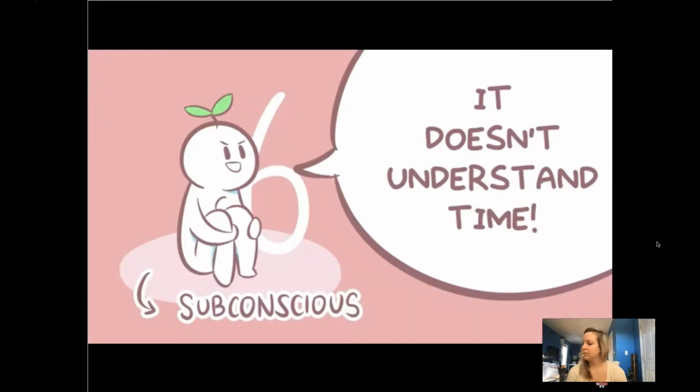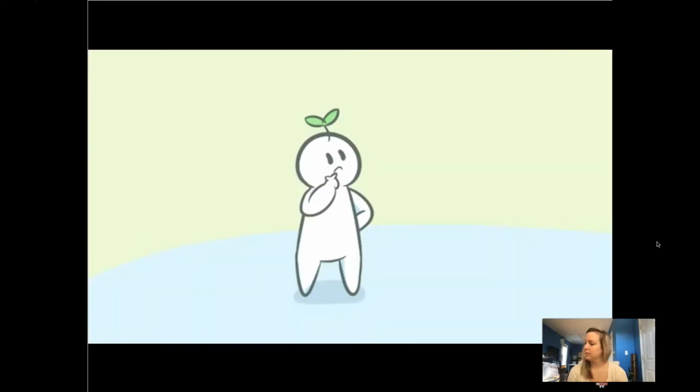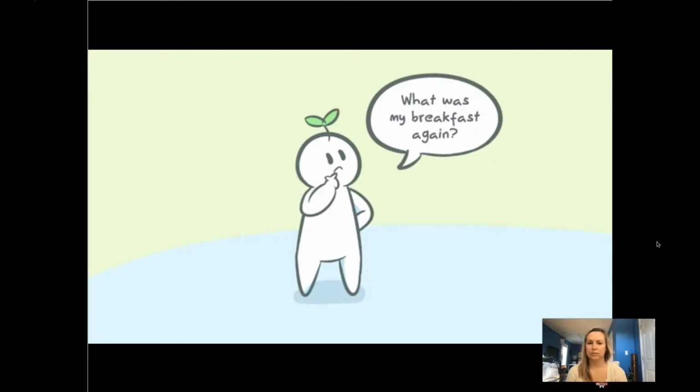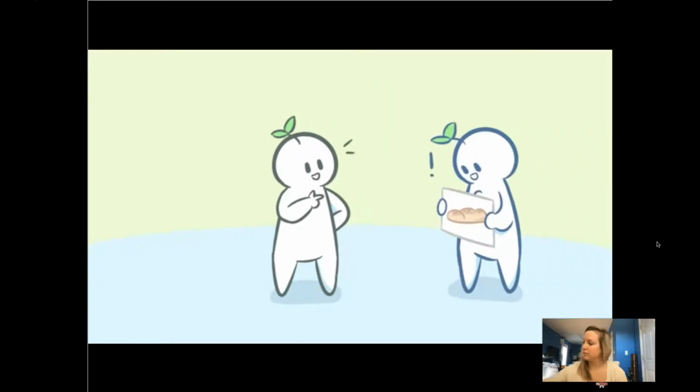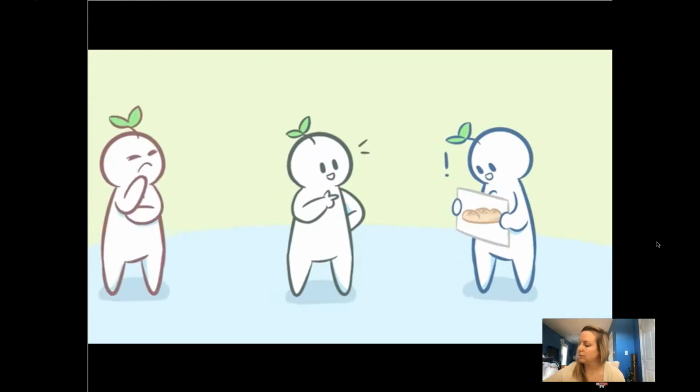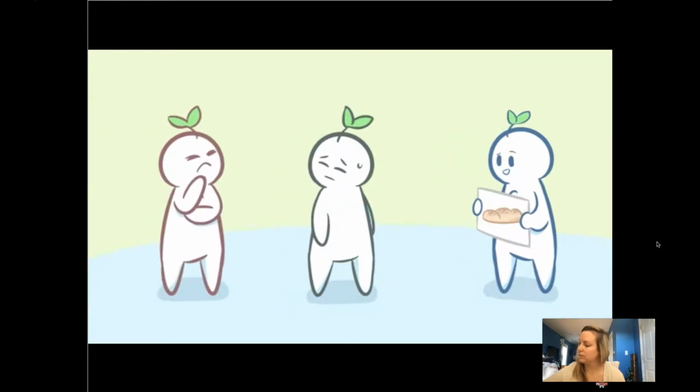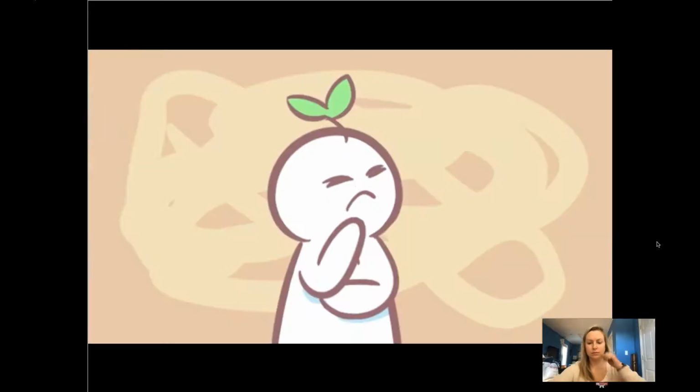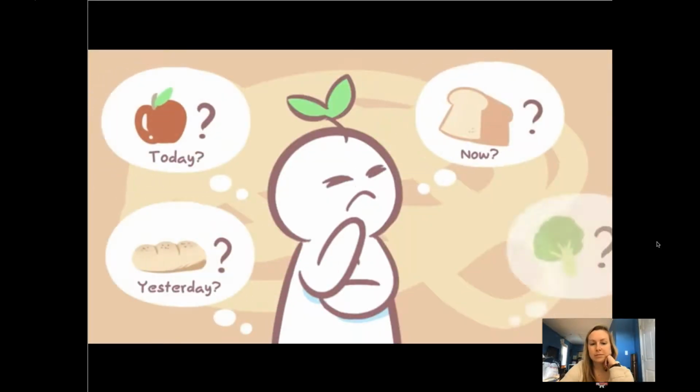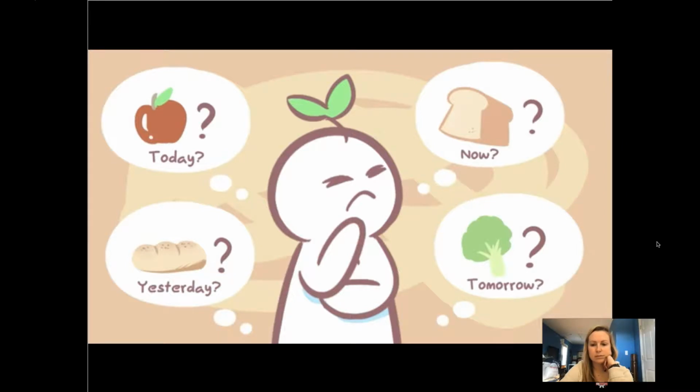6. It doesn't understand time. Can you remember what you had for breakfast yesterday? Your conscious can. It's easy for your conscious mind to piece together recent memories. But your subconscious struggles with time altogether. Your conscious mind can think backwards and forwards, but your subconscious doesn't understand the past or the future.